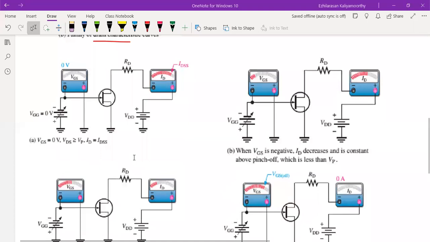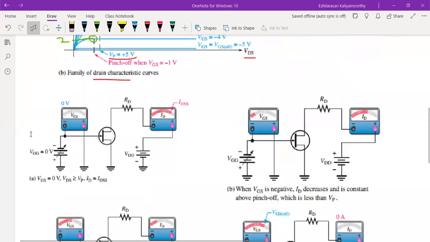Now we can see how the VGS is controlling the ID here. From this figure only we get it. See now, the VGS is equal to 0 volt, as I said previously, right? When the VGS is equal to 0, what happened here? The VDD is constant, that is 5 volt. The VD is constant, then what about the current? That current will be the maximum current, that is IDSS.